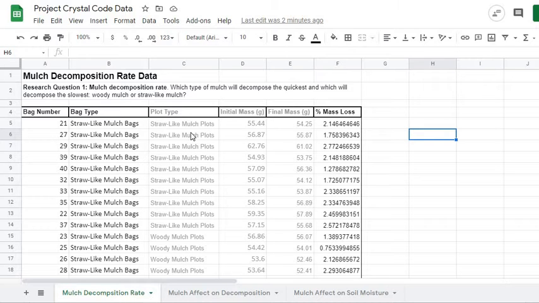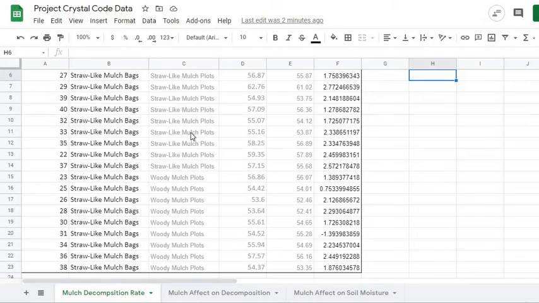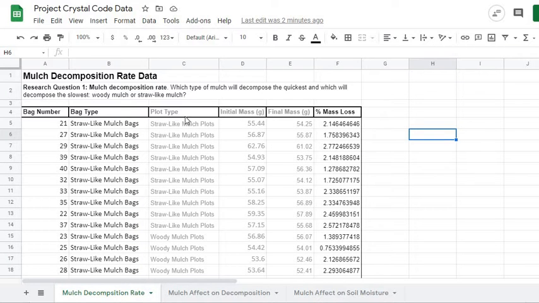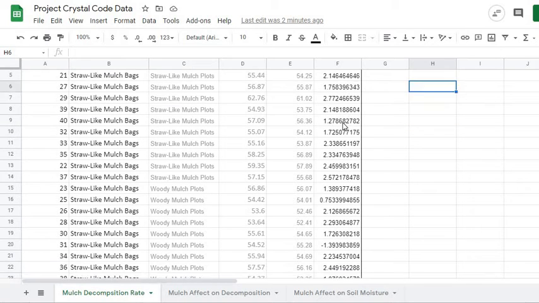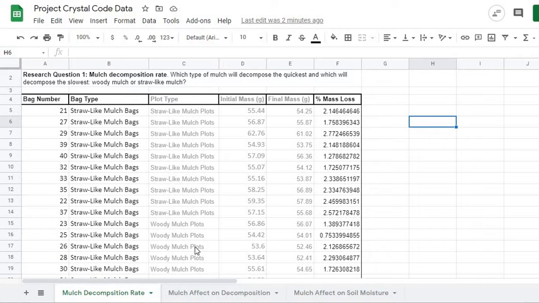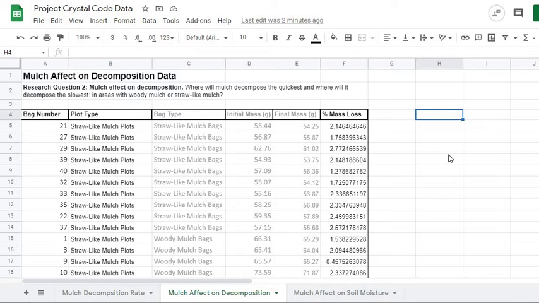As you may remember, they were also placed in straw-like mulch plots or woody mulch plots, so that tab under plot type is there. And we know what they initially weighed. We have the mass that you measured and the percent mass loss that you calculated. So that is the percentage of mass that the bags have lost since we first made them, which can tell us the decomposition rate.